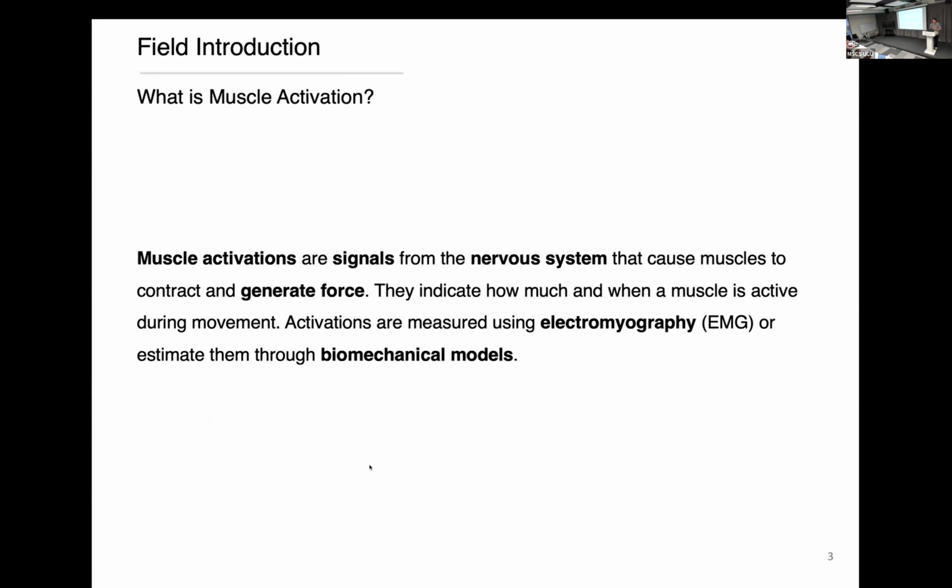So what is muscle activation itself? Muscle activations are essentially signals from the nervous system that tell muscles when and how much to contract to generate force. You can think of them as control signals that coordinate all movements when you walk, run, or even just stand. The nervous system is always working, continuously sending these activation signals to different muscles. We can measure these directly using electromyography, or EMG, or estimate them computationally through biomechanical models. And understanding these patterns is crucial because they represent the fundamental control mechanisms underlying all human movements.